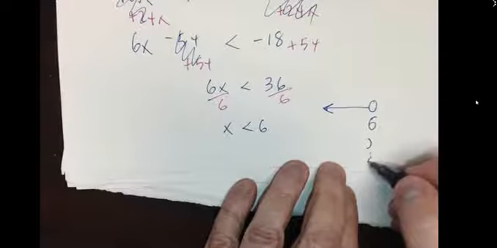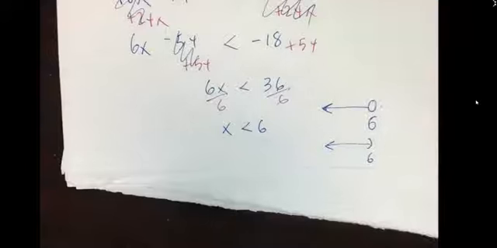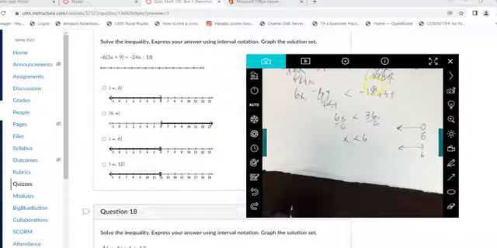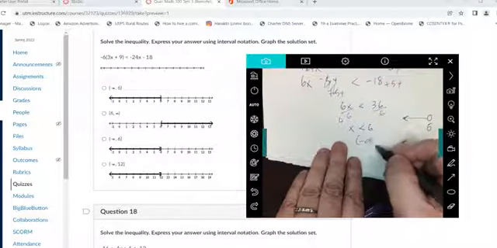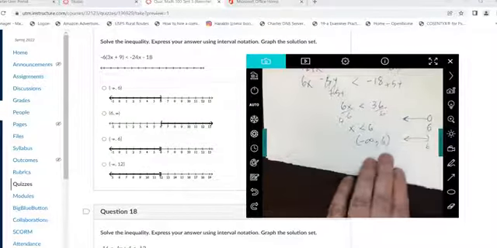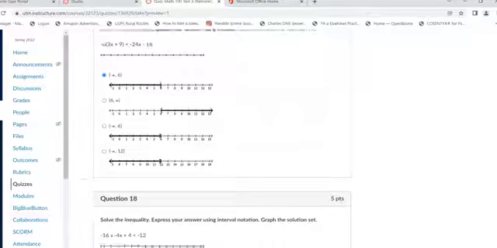So it might be written with a parenthesis as well. But I prefer that way, but it looks like the selections are written that way. And in interval form, that's going to be negative infinity up to, but not including 6. So it's going to be this first one here. Okay, let me check that.